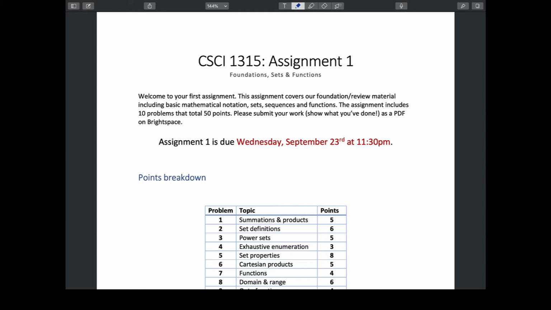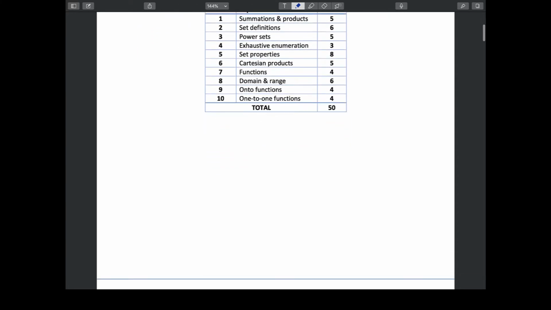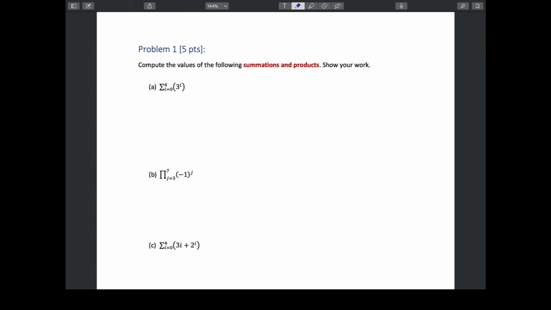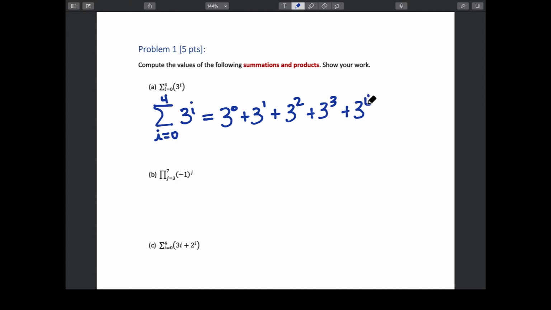Okay, so let's take a look at assignment 1 and see if we can go through the solutions. So our first problem is summations and products, and the first is a sum. So we want to calculate the sum from i equals 0 to i equals 4 of 3 to the i. And this is the same as 3 to the 0 plus 3 to the first power, where i equals 1, plus 3 squared, plus 3 cubed, plus 3 to the 4th.